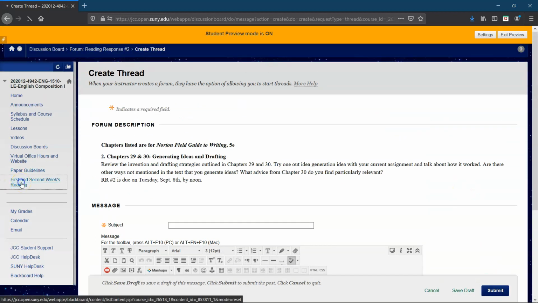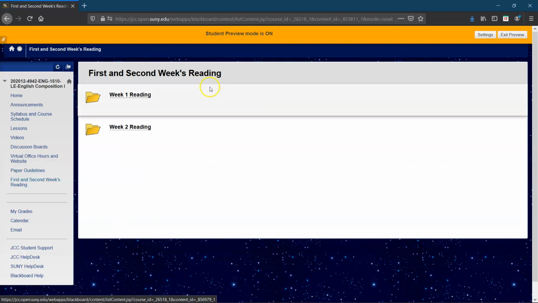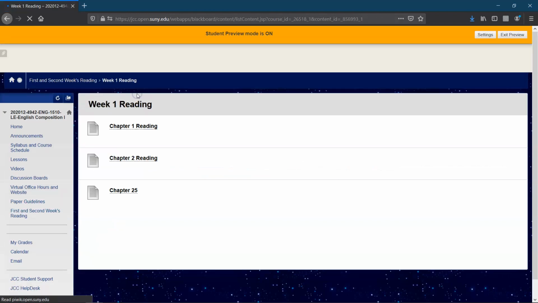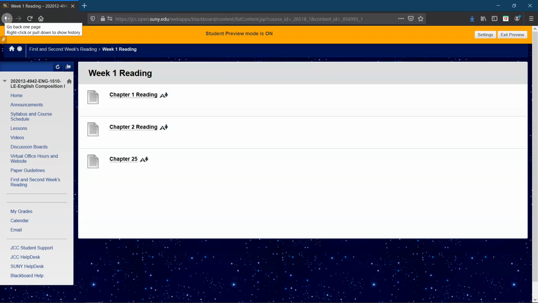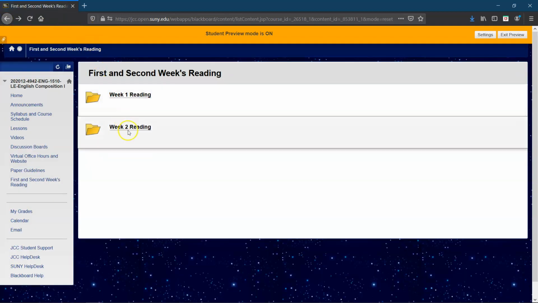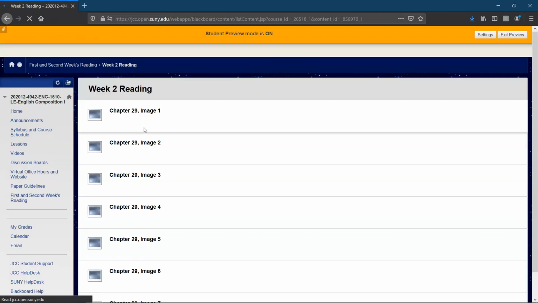So like I said, I do have the first and second week's worth of reading on here. Here is the week 1 reading. If you have not done the first discussion board, please be sure to catch up. And here is the week 2 reading.